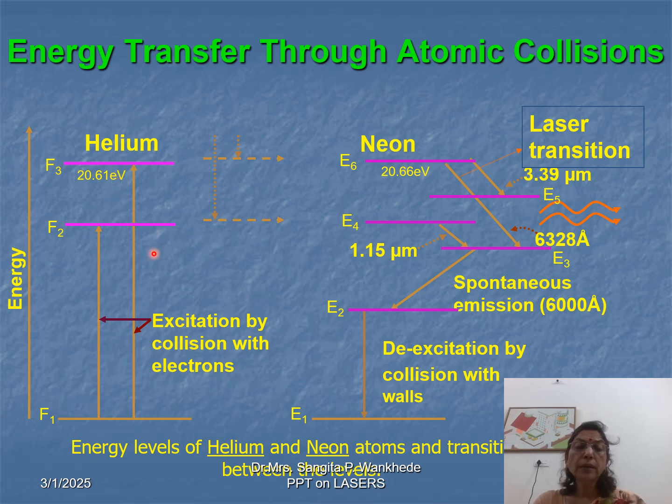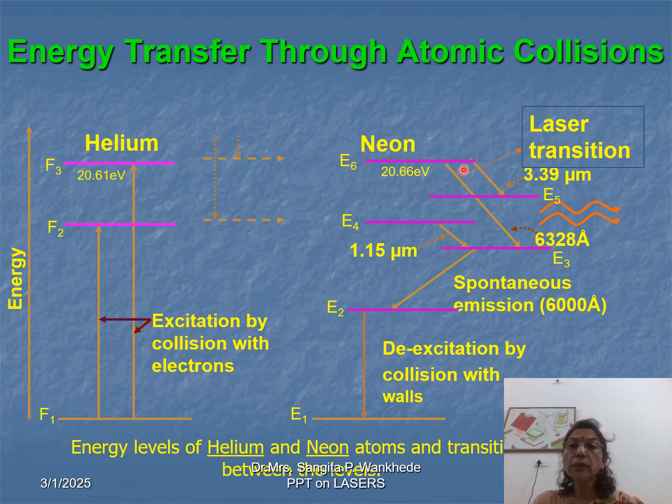So when the electric discharge is passed, the electric current passes through the optical cavity resonator medium. Electrons will collide with the helium atoms. The percentage of helium atoms is higher and they are lighter, that's why electrons will excite the helium atoms. The helium atoms go to F3 and F2, both metastable states. Then through resonant energy transfer, they transfer their energy to the neon atoms, and E5 and E6 are virtually vacant states.